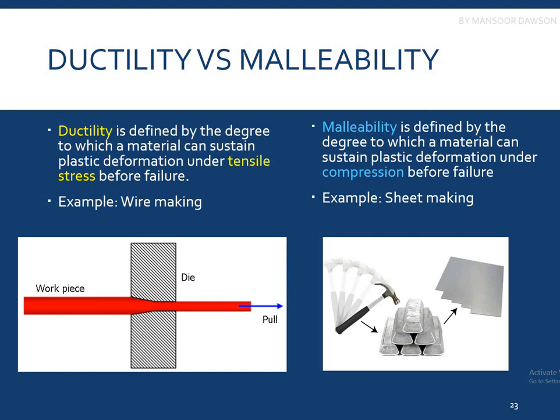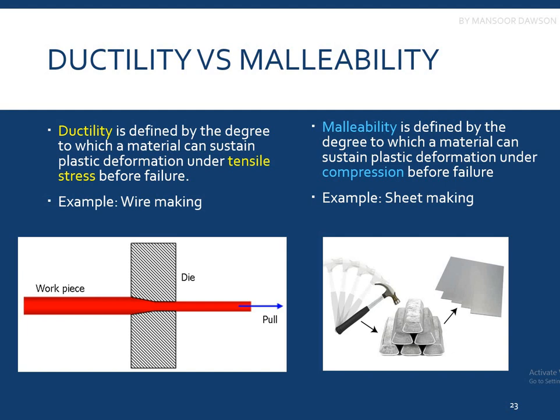One more important thing, that is ductility and malleability. In ductility, you would have studied a definition of ductility in your earlier classes, that a ductile material can form wires, and it is used for wire making.